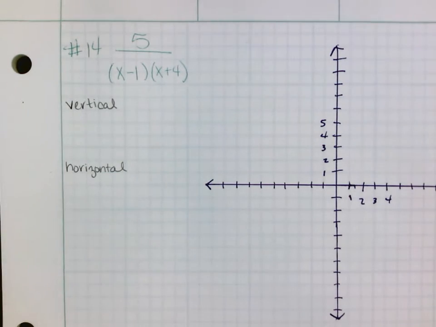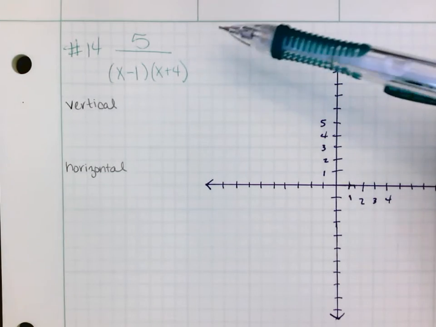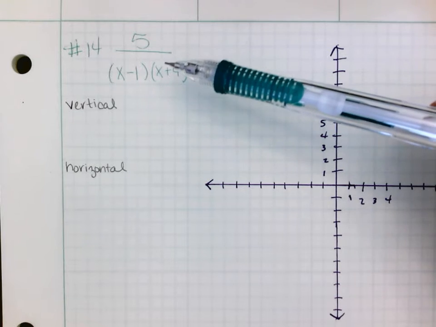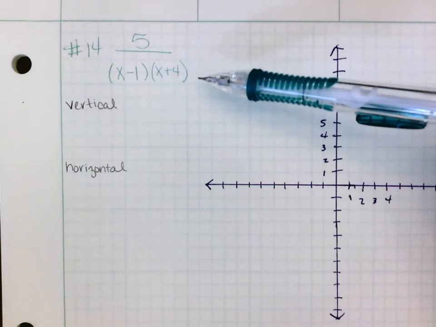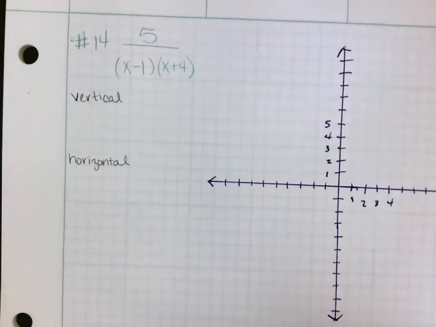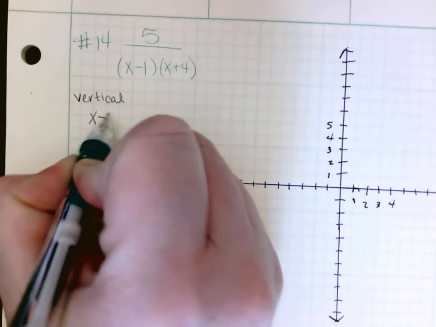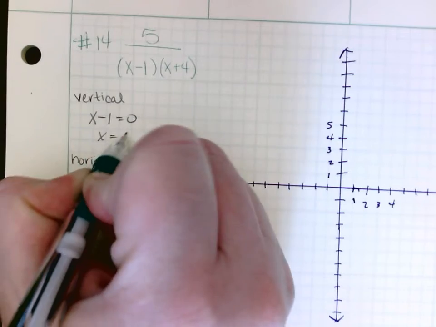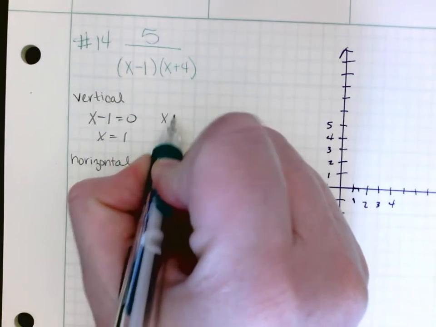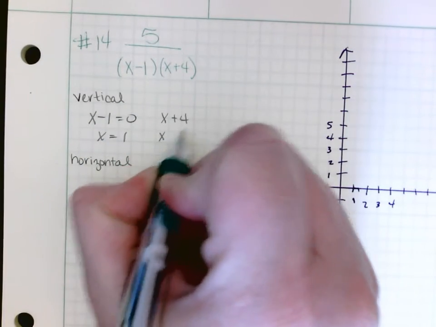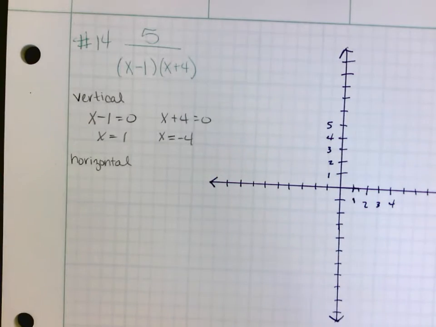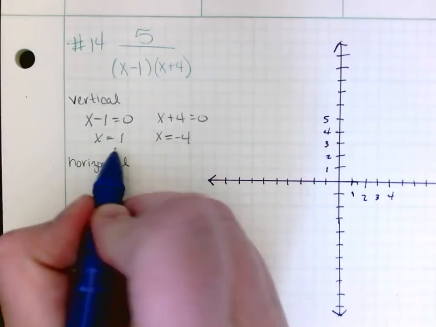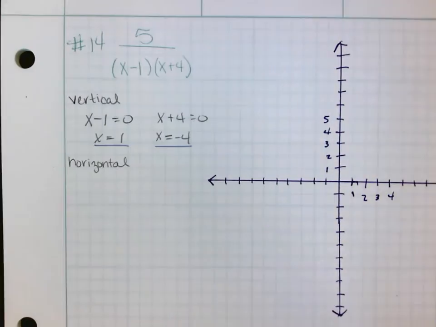Alright, on number 14, we have 5 divided by the quantity of the product of x minus 1 and x plus 4. Since these are already factored, we don't really need to do any extra math. So x minus 1 equals 0 gives you x equals 1. X plus 4 equals 0 gives you x equals negative 4.